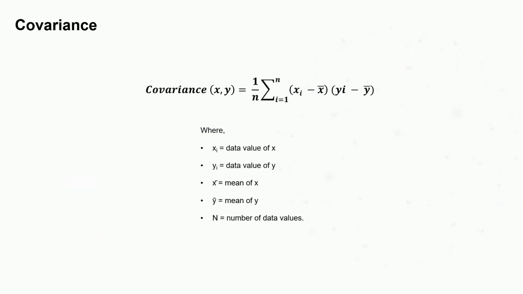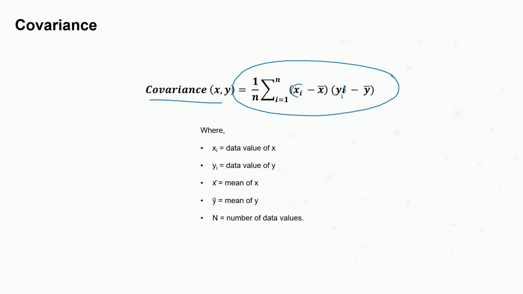We'll go ahead to the next slide where we will talk about the formula. Covariance formula looks pretty complicated, but it is very simple. Now the formula here is 1 by n, summation of i equals 1 to n, (xi minus x bar) multiplied with (yi minus y bar). So this basically is yi.